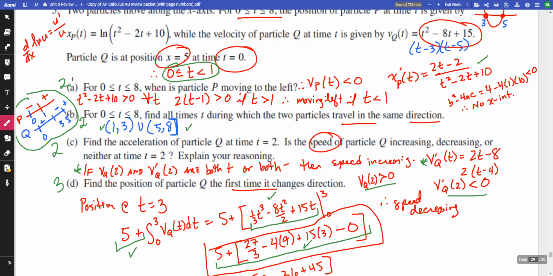Okay, so a little bit longer problem. As you have questions, please ask. Be comfortable with your derivatives. Make sure that you're supporting your work. Do the setup first. Think of the reasonings first.